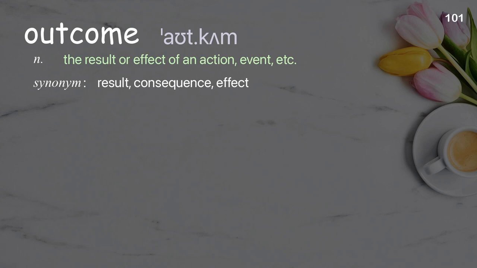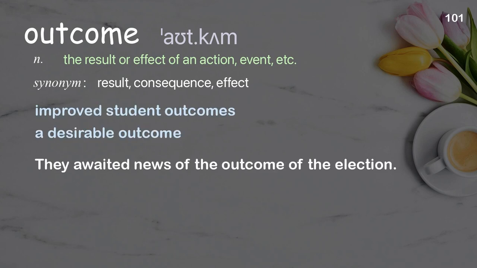Outcome: the result or effect of an action, event, etc. Examples: improved student outcomes, a desirable outcome. They awaited news of the outcome of the election.